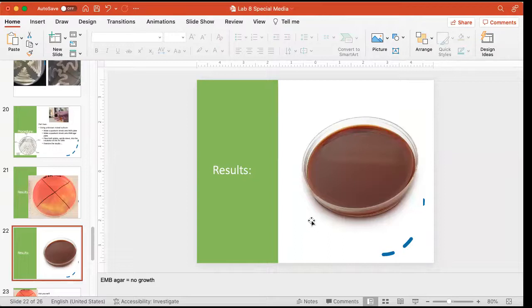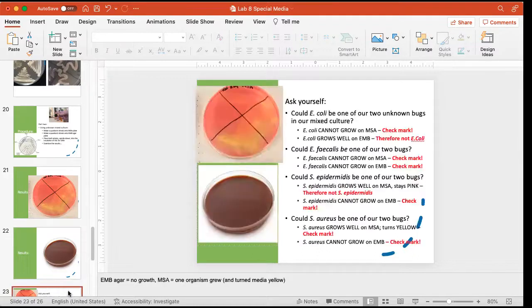Oh, check this plate out. Here's our EMB plate. It had 24 hours in the incubator. There is absolutely nothing growing on that plate. Nothing. Not even one colony. So here are our results. I took my mystery culture, my two organisms, and I spread them out on MSA, quadrant streak, and I spread them out on EMB. I had two organisms that I spread onto the MSA plate, but only one of them grew. I had two organisms that I spread on the EMB plate, and neither of them grew.